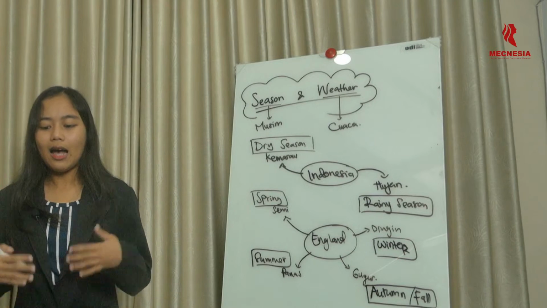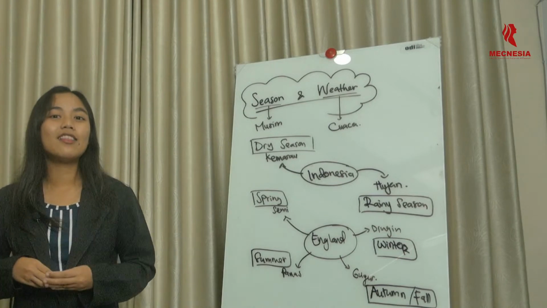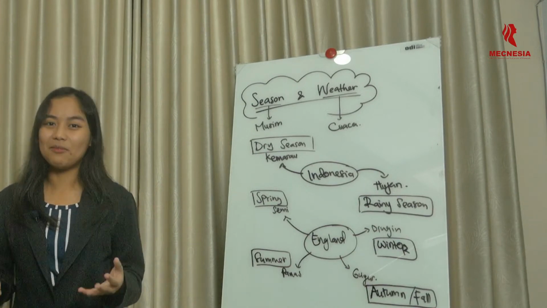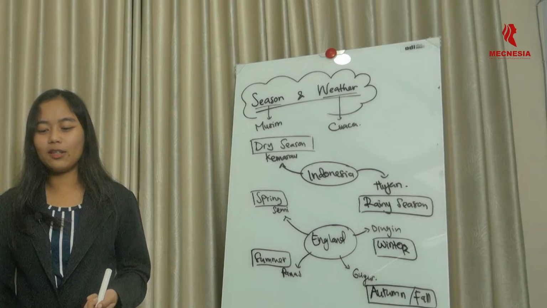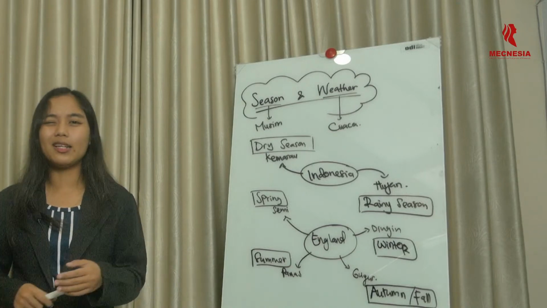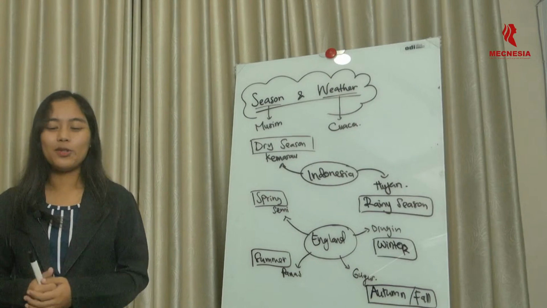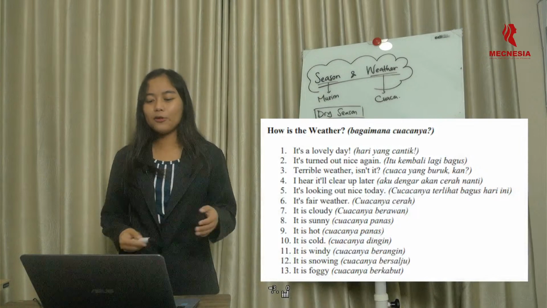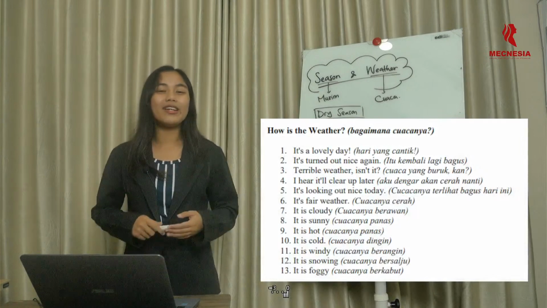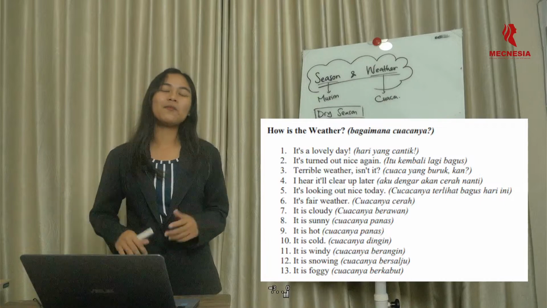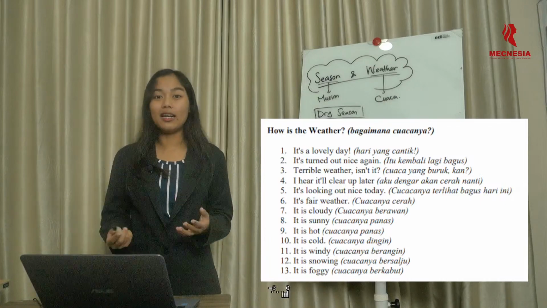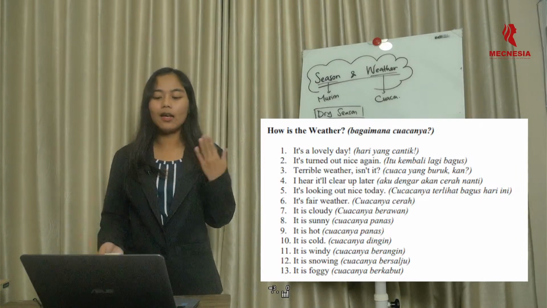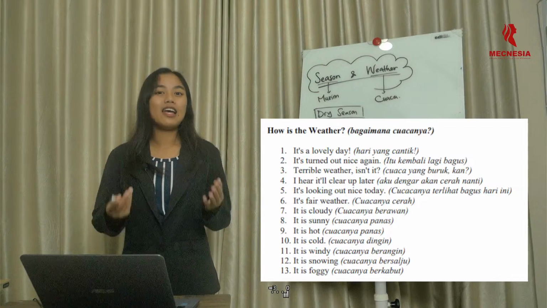Now let's take a look on how do we ask about the weather and the season in English. Gimana caranya nanyain tentang cuaca ataupun musim dalam bahasa Inggris. So here, the first one, let's talk about how to talk about weather. Gimana caranya membicarakan tentang cuaca. So, you can see it on your screen. Bisa kalian perhatikan di layar. You can say, how is the weather? Let's say it with me. How is the weather? Gimana cuacanya? You can reply by saying, it's a lovely day.